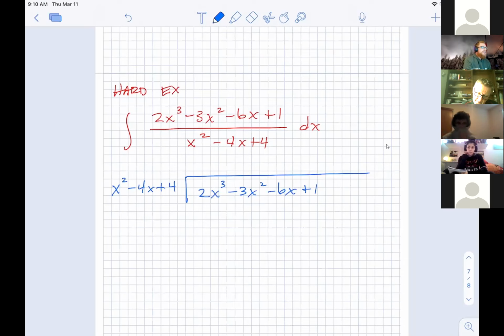Let's see, x squared times what gives you 2x cubed? I see I need a 2 and I need another x. You agree with that? x squared times 2x, yeah, that's 2x cubed. Good. But then there's also 2x times negative 4x, which is negative 8x squared. And then there's also 2x times 4, which is 8x.